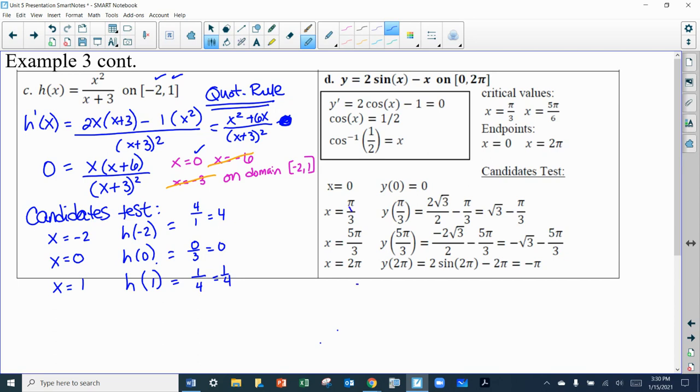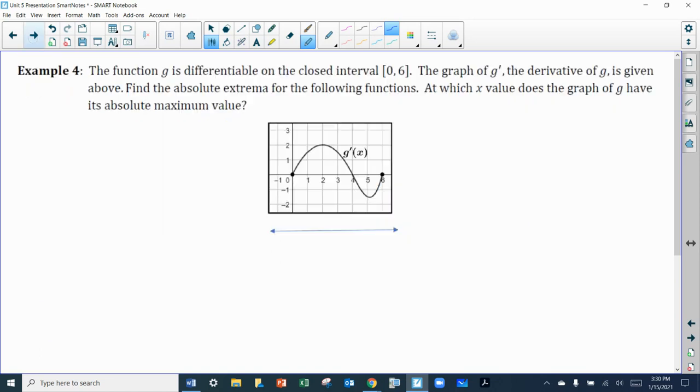This is absolute max is 4 at x equals negative 2, right? It's so easy to read when it's organized. Absolute min is 0 at x equals 0. They really are not too bad to do. But I want you to see a graphing style one.